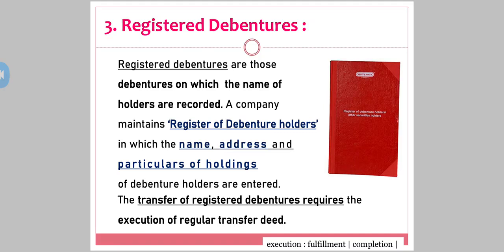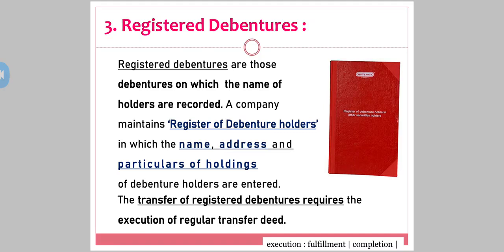See, registered debentures are those debentures on which the name of holders are recorded. A company maintains a register of debenture holders in which the name, address and particulars of holding are entered. Particulars of holding means how many debentures you are holding, 1, 2, 10, or whatever. So see, these are the important information that is mentioned in the register of debenture holders.